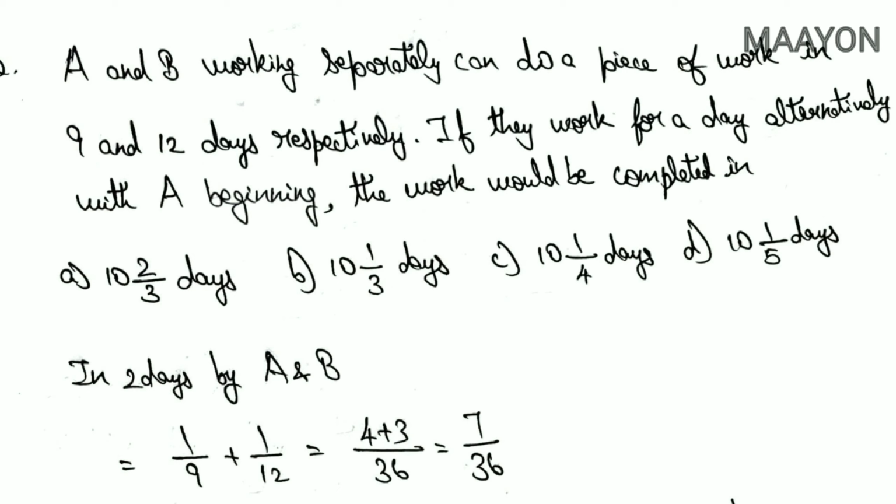In option A, the denominator has 3, so it is rejected. Option B also has 3, so rejected. Option C has the denominator 4, so this might be the answer. Option D has 5, so it is also rejected. So C is the only one left out, so C is the answer.